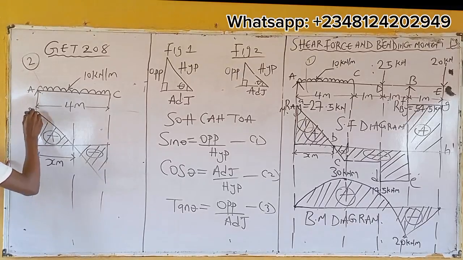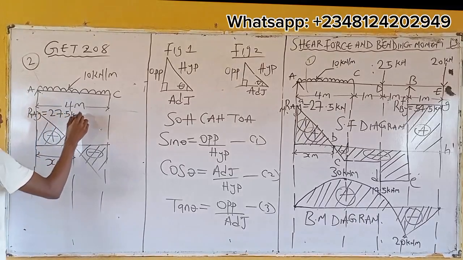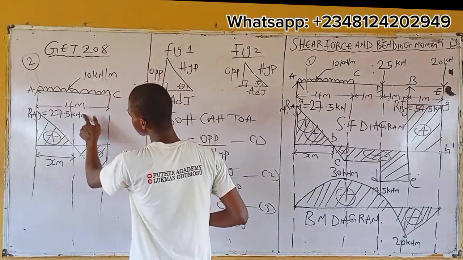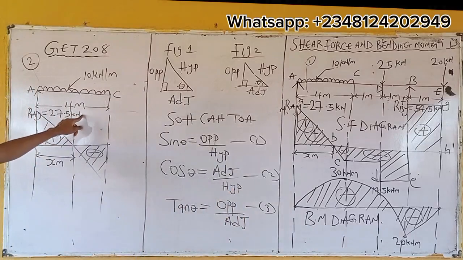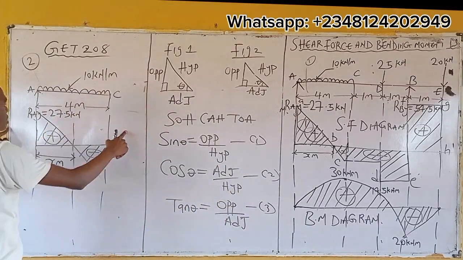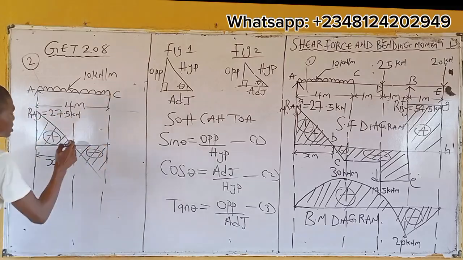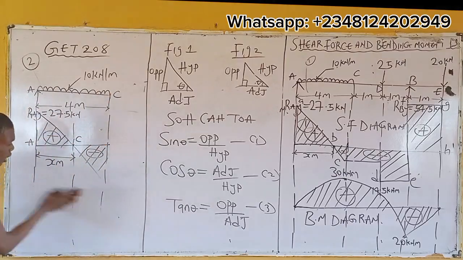RAY is equal to 27.5 kilonewton meter. Alright, sorry, kilonewton. Now from this diagram, you are given that A to C is my total length, spanning 4 meter. Let's say this is C, meaning from A to C is X meter.